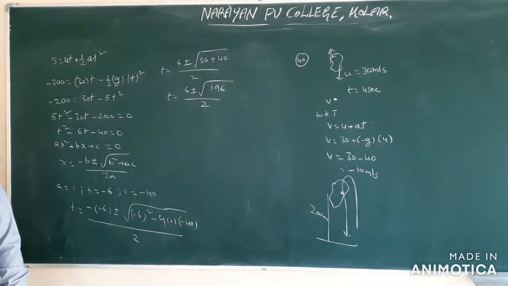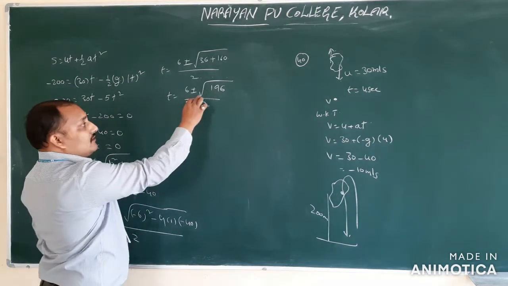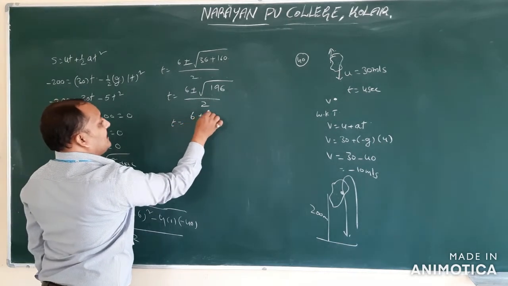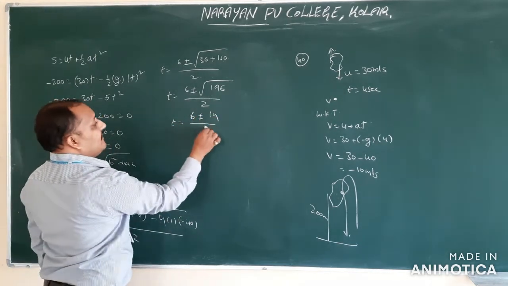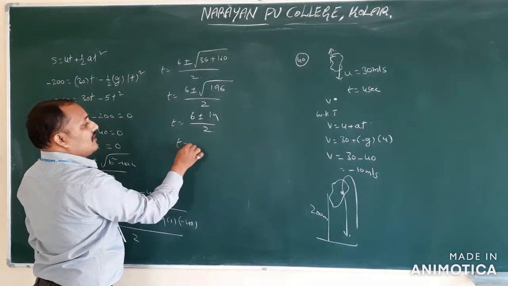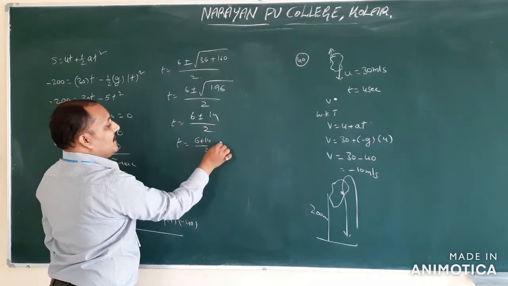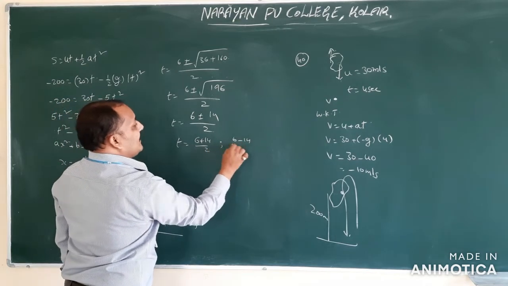So root 196 means how much it will be? You can check. Now root 196 how much? So 6 plus or minus 14 is divided by 2. So always we will take here plus, we won't take minus. Therefore 6 plus 14 by 2. Another one is 6 minus 14 by 2.